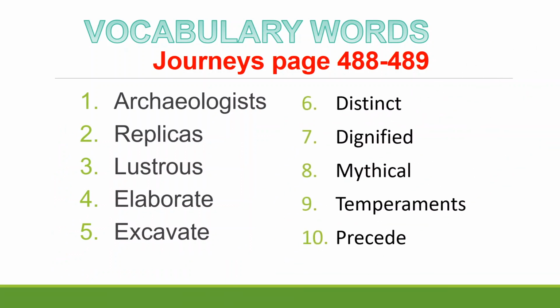Let's read them. Number 1, archaeologist. Number 2, replicas. Number 3, lustrous. Number 4, elaborate. Number 5, excavate. Number 6, distinct. Number 7, dignified. Number 8, mythical. Number 9, temperaments. And number 10, precede. Let's talk about the meaning of the words from 1 to 5 right now.